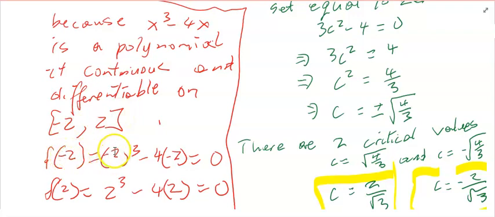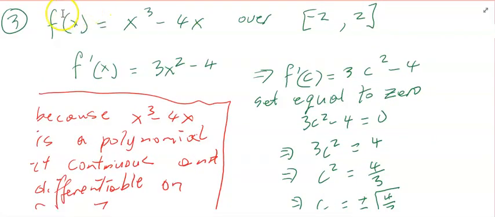f of -2 is equal to -2 to the third minus 4 times -2, and that gives you 0. f of 2 is equal to 2 cubed minus 4 times 2, and that is equal to 0. So we find that the slope of the secant line would be 0 because the function values are the same. f of 2 minus f of -2, that would be 0 minus 0, over 2 minus -2, so your slope will be 0 over 4, which is equal to 0.